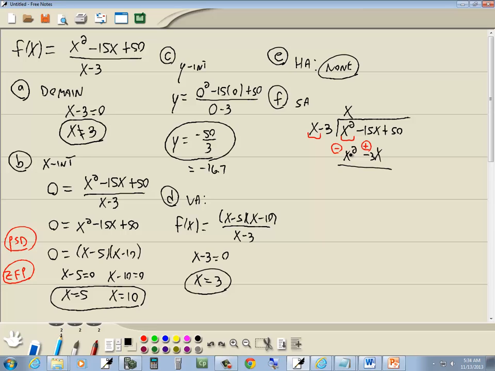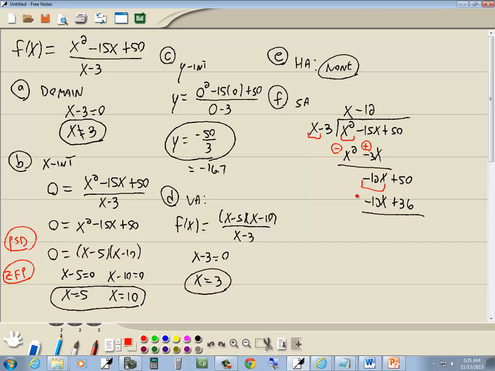X squared minus x squared drops away. Negative 15x plus 3x gives us negative 12x. And then I'll bring down the plus 50. Now again, we look at the first term of each, decide what to put up on top. We ask ourselves what times x gives us negative 12x. And that's negative 12. Whatever we put up on top, we multiply by what's out in front. Negative 12 times x is negative 12x. Negative 12 times negative 3 is 36.